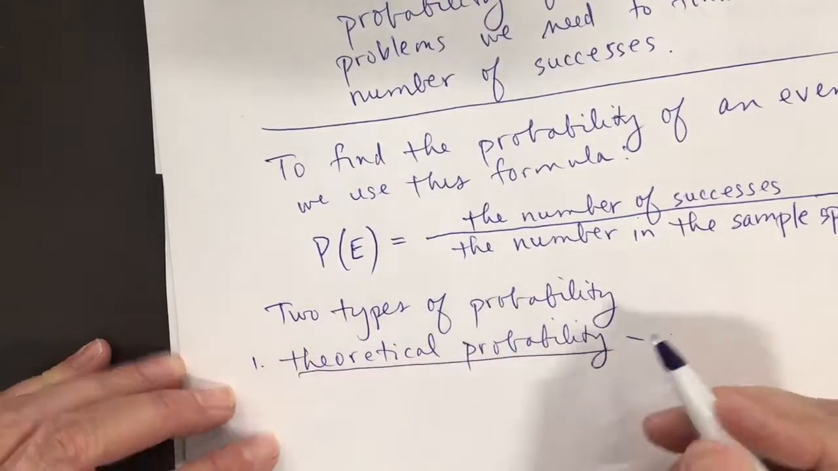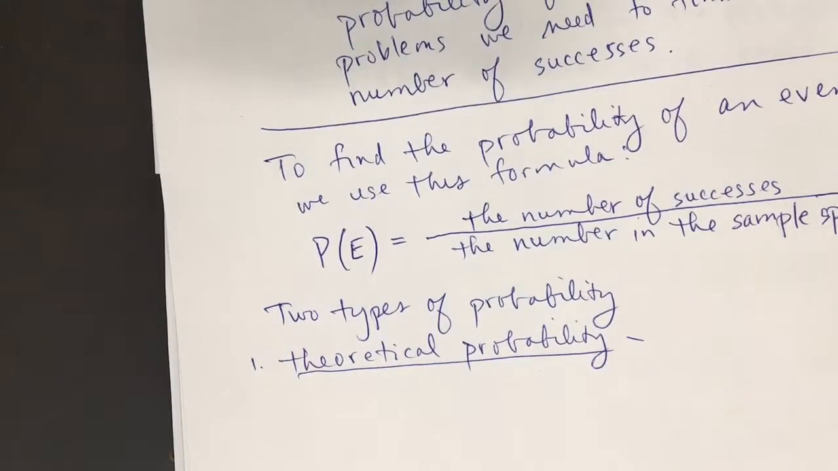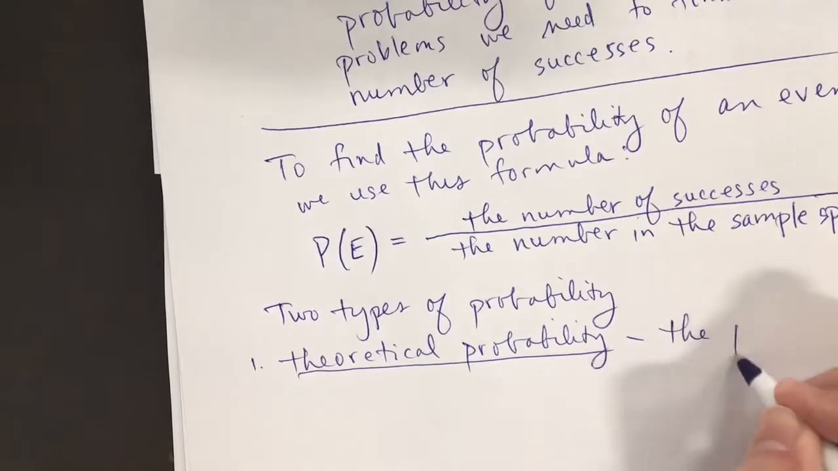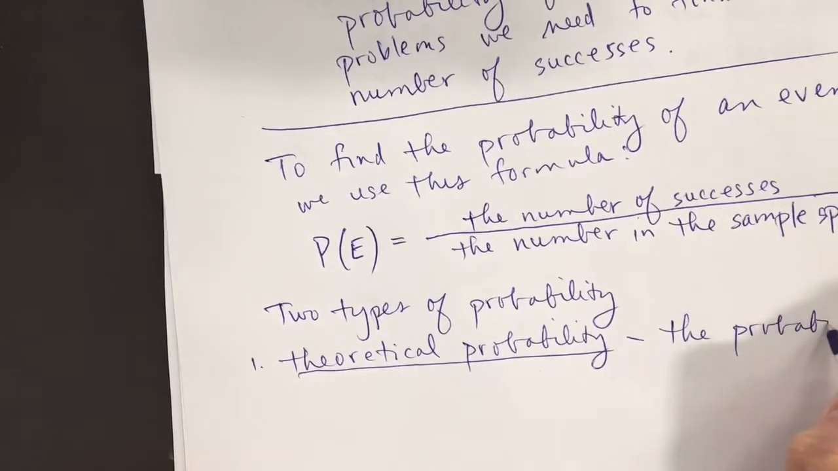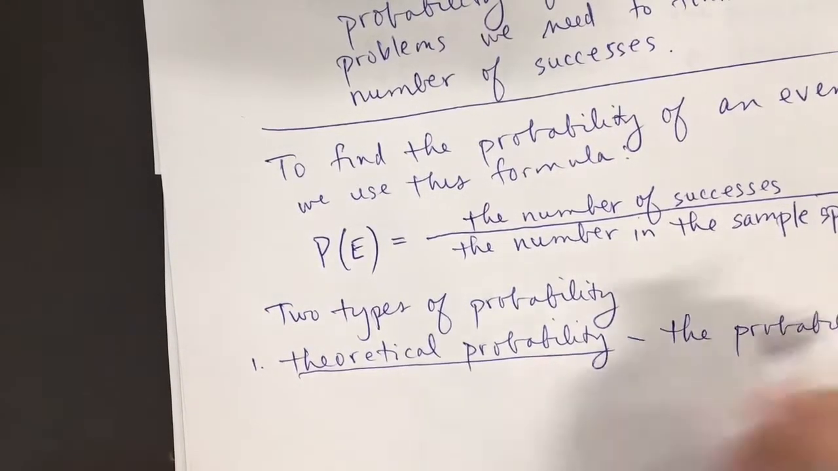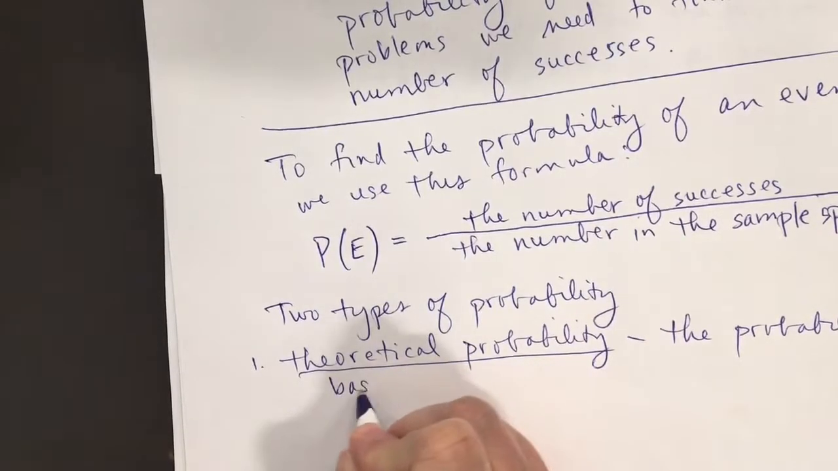That is the probability based on theory. The probability of what you think will happen. This is the probably, when I'm talking about probability. If you think probability, you're generally thinking theoretical probability. So the probability based on theory.